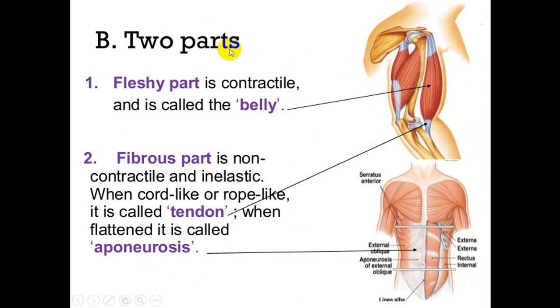Skeletal muscle as a whole has two parts. The fleshy part, which consists of the contractile muscle cells arranged in groups, and the fibrous part, which is the non-contractile and inelastic part, made up of collagen fibers. It may be cord-like or rope-like, which is also known as tendon, or it may be flattened, in which case it is called aponeurosis.